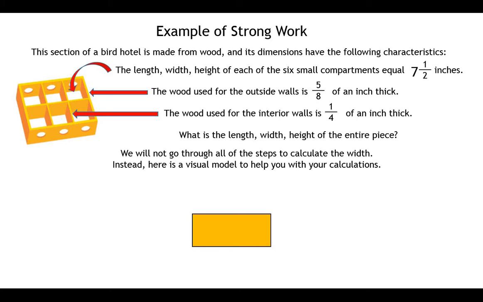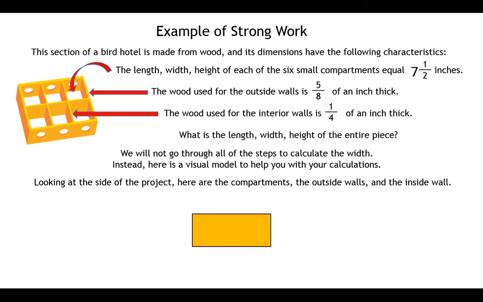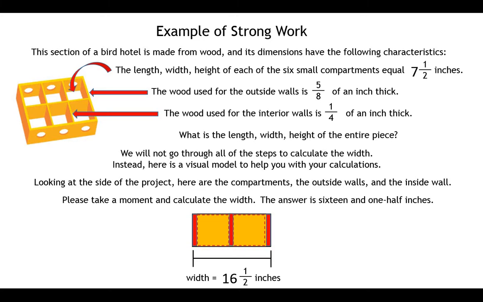We will not go through all of the steps to calculate the width. Instead, here is a visual model to help you with your calculations. Looking at the side of the project, here are the compartments, the outside walls, and the inside wall. Please take a moment and calculate the width. The answer is 16 1/2 inches.